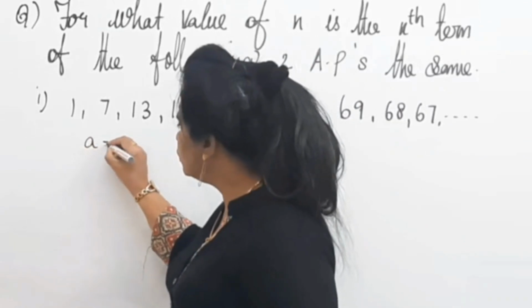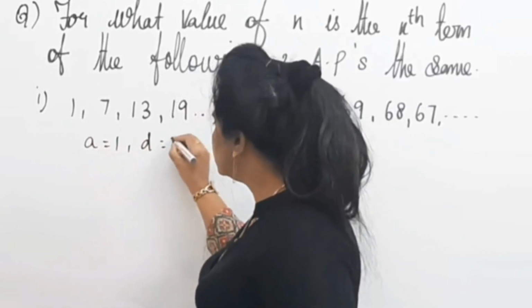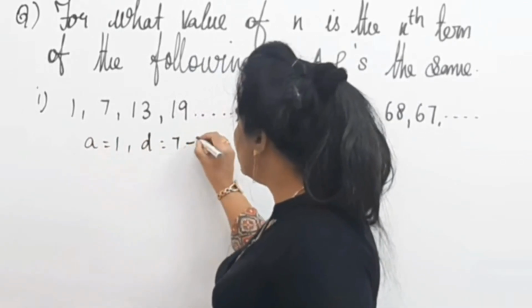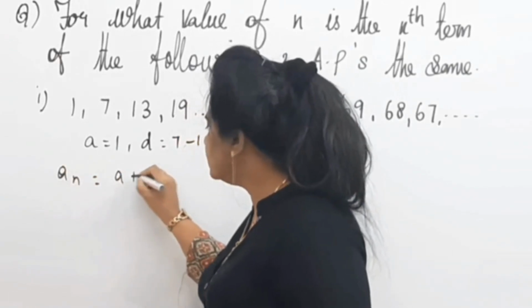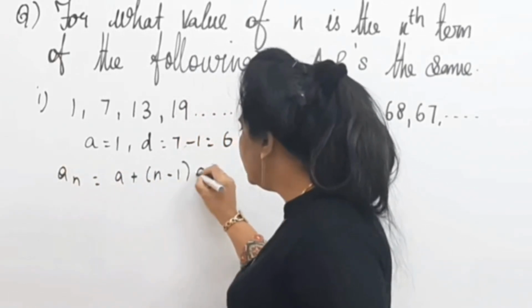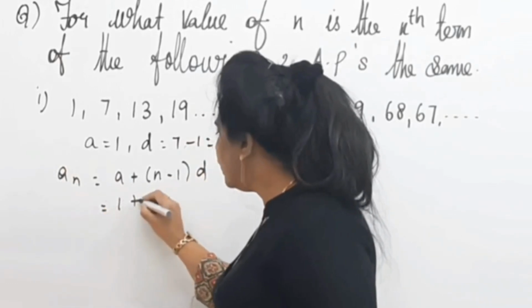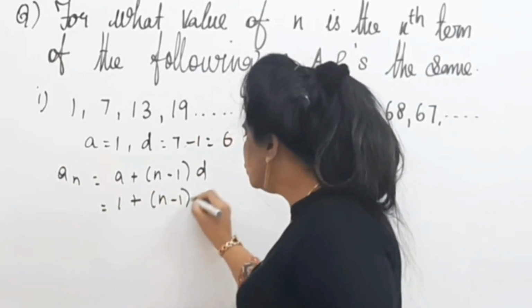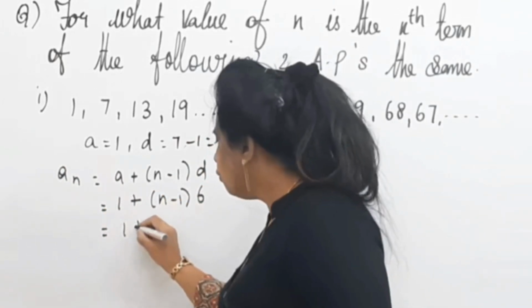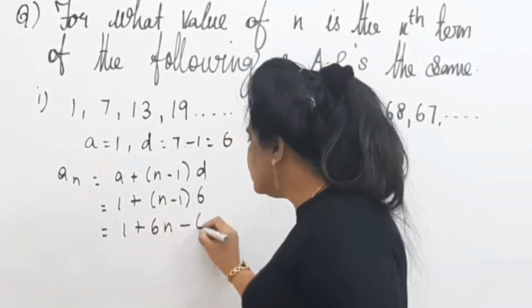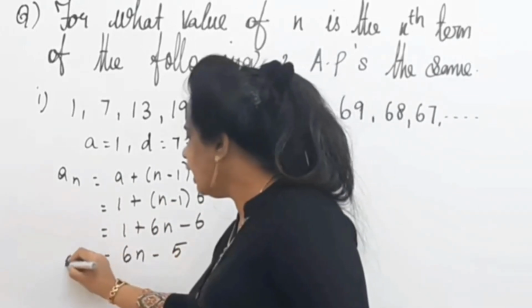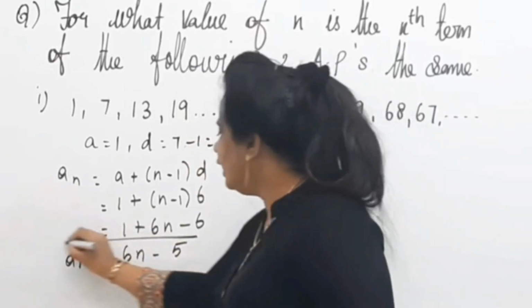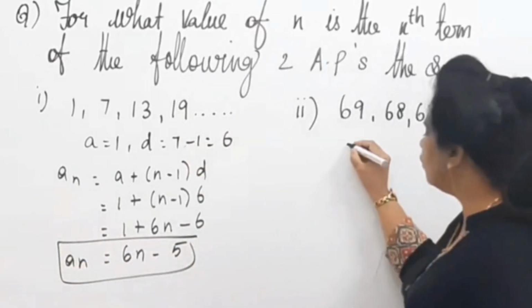A is equal to 1 here, D is equal to 7 minus 1, which is equal to 6. So an is equal to a plus n minus 1 into d, that's equal to 1 plus n minus 1 into 6, which is equal to 1 plus 6n minus 6, that's equal to 6n minus 5. That's my an here. Now, I go and find the same for here.